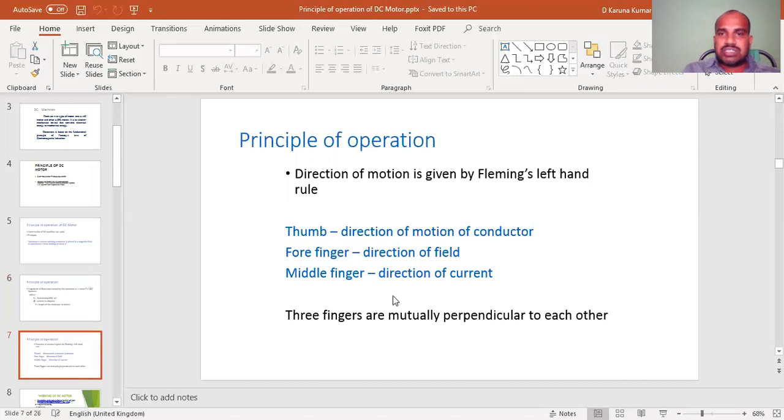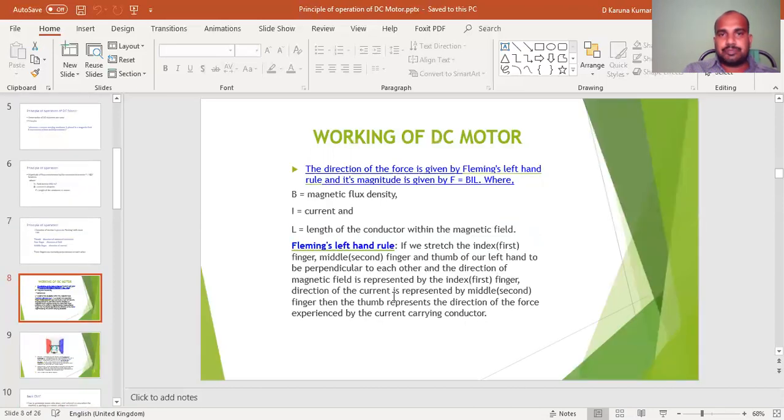The direction of motion in a motor is given by Fleming's left hand rule, but for a generator it is Fleming's right hand rule. What is Fleming's left hand rule? Three fingers represent the direction of motion, direction of field, and direction of current. These three fingers are mutually perpendicular to each other. The thumb represents the direction of motion of the conductor, the forefinger indicates the direction of field, and the middle finger represents the direction of current.